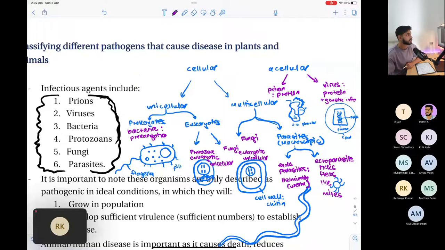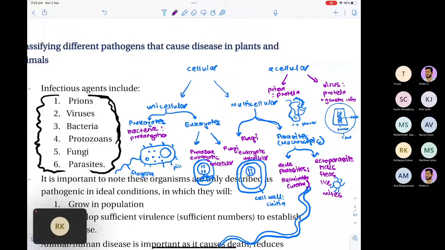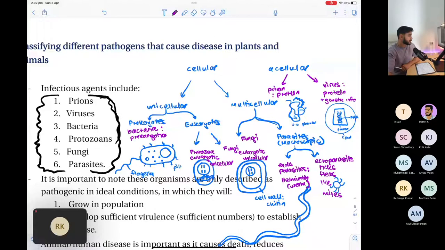Okay, good. Sorry, give me one moment. What's happening with my mic? Good. Any questions about how these pathogens all look different?